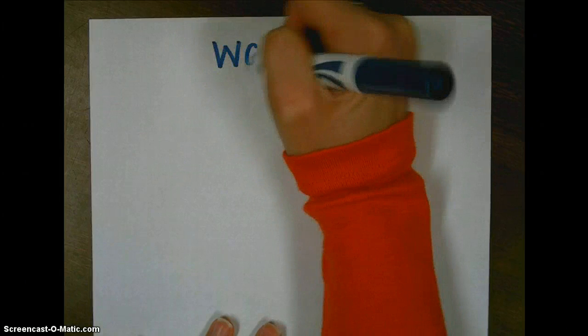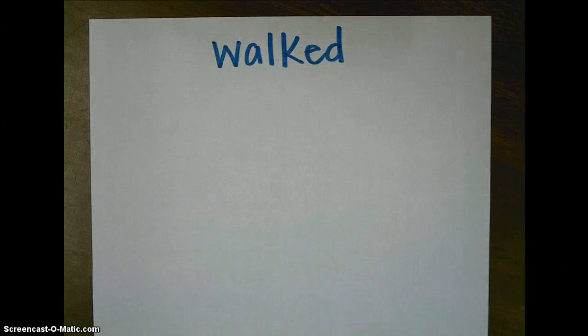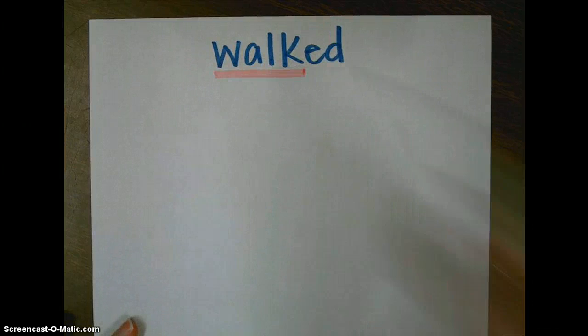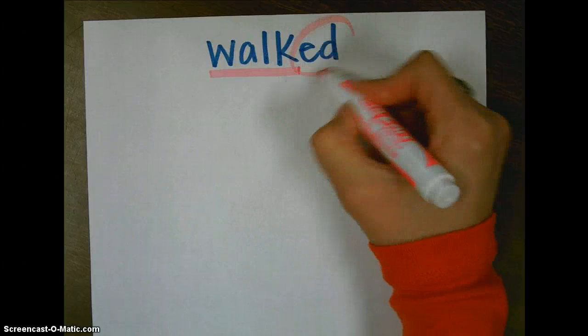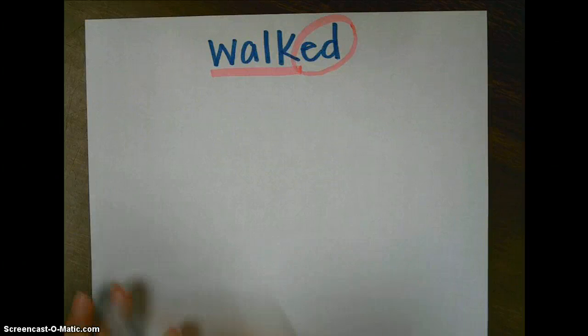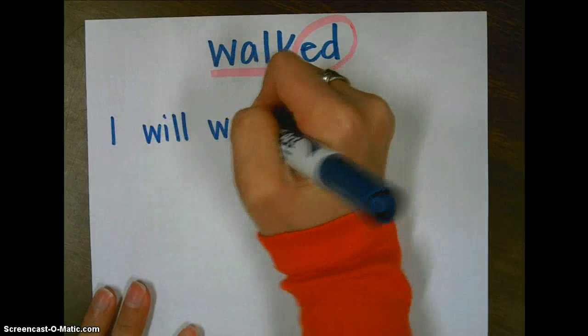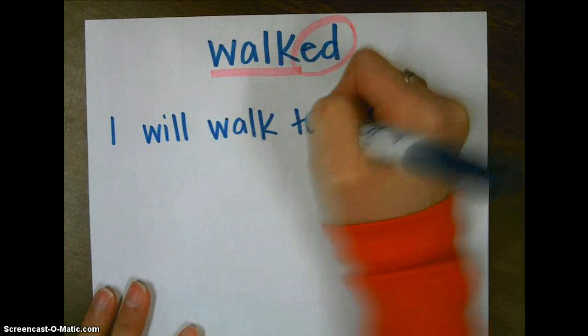The ending ED, when added to a base word, makes the word past tense, which means something that happened in the past. Let's look at an example. One of your words this week is walked. That means that was done in the past. Our base word of the word walked is walk, and then the suffix ed is added to the end to make it past tense. If we use just the base word walk, we might say, I will walk to school today.